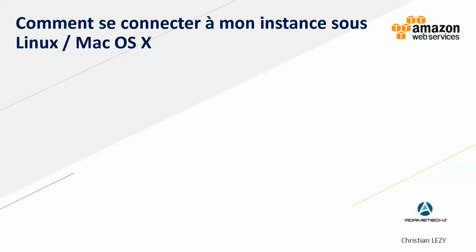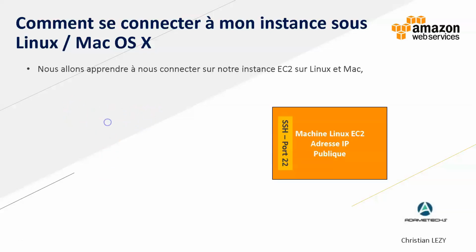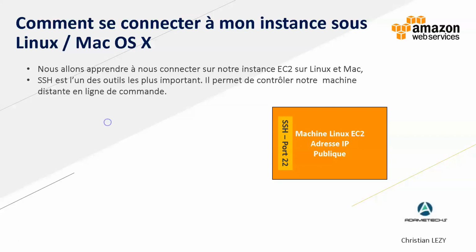Now that we have created our instance, we'll see how we can connect to it from a Linux or Mac system. Our machine relies on AWS. It's a Linux machine with a public IP address. The port 22 is open to users thanks to the security group. This port 22 will allow us to communicate with the machine thanks to SSH.